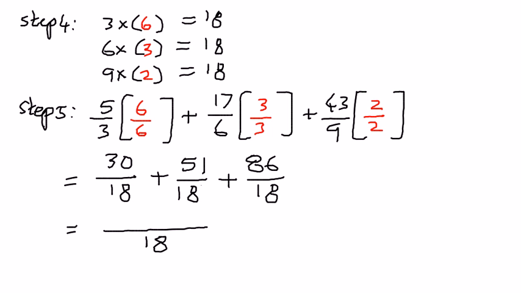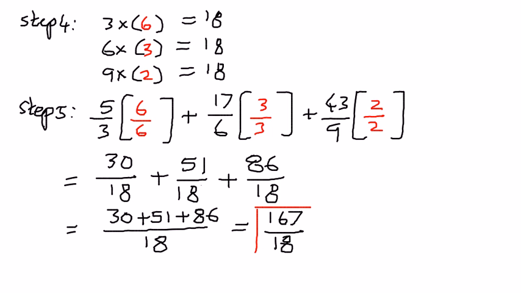As long as the denominators are the same, we can combine the numerator parts. So therefore, we're going to add 30 plus 51 plus 86. So we're going to simplify this. 6 plus 1 is 7. So we write the 7 there. 8 plus 5 plus 3. 5 plus 3 is 8. 8 plus 8 is 16. 167 divided by 18. So this is one way of representing the answer.